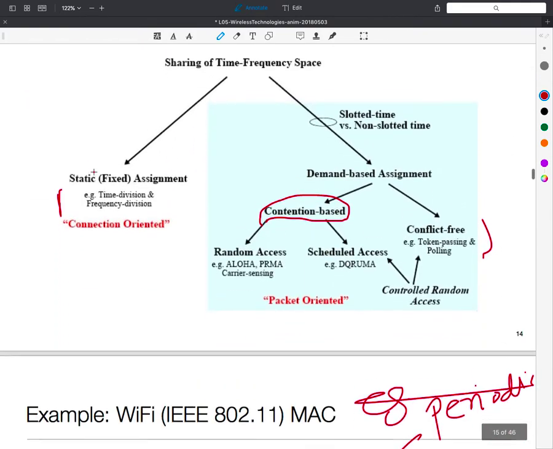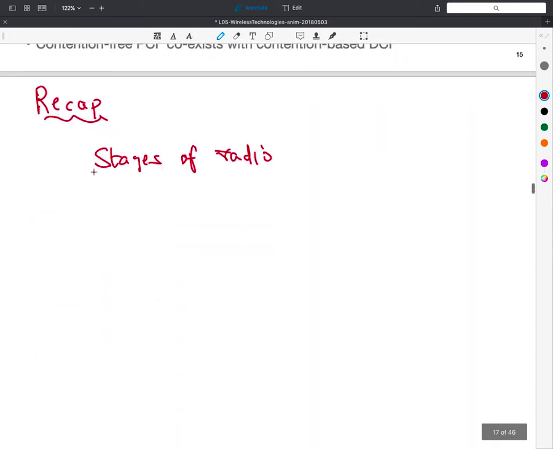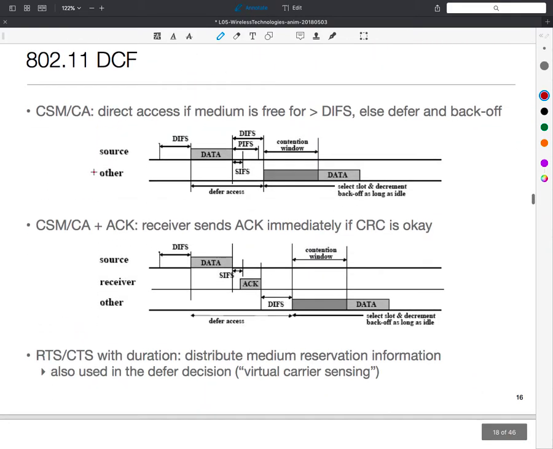And I had shown the example of how Wi-Fi ends up doing it, and the way this protocol works, and this is very common, it's very similar to what Ethernet and a whole bunch of other systems use, is that before you transmit, you have to somehow see whether the channel is occupied or not.